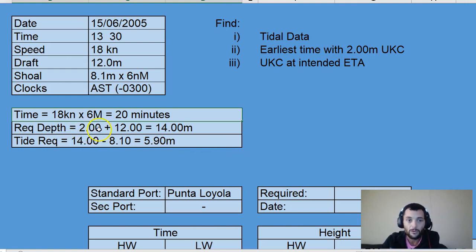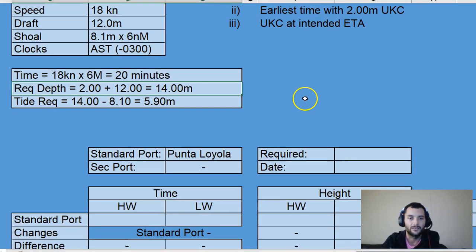So the required depth that we need: the question might tell us that the underkeel clearance at all times, in this case, will be 2 meters. So at all times the underkeel clearance needs to be 2 meters. We already know that our maximum draft is 12, so the depth that we require will be 14 meters. So when we're clearing that shoal, we need the depth to be 14 meters, and we know that at the moment the charted depth is 8.1. So that means we need an additional correction, and that of course will be the tide.